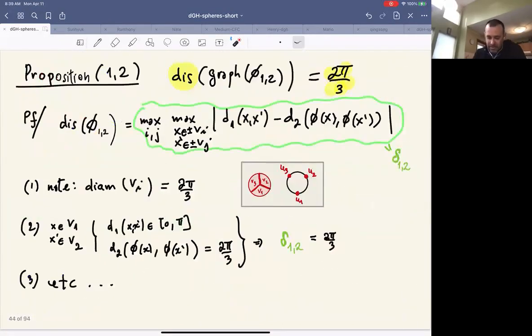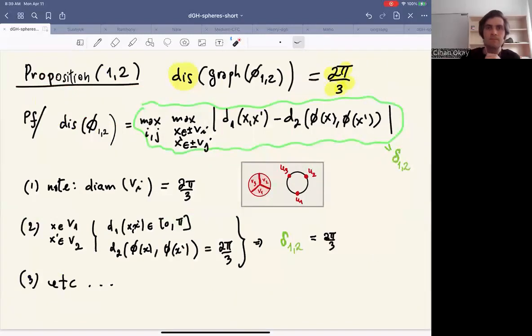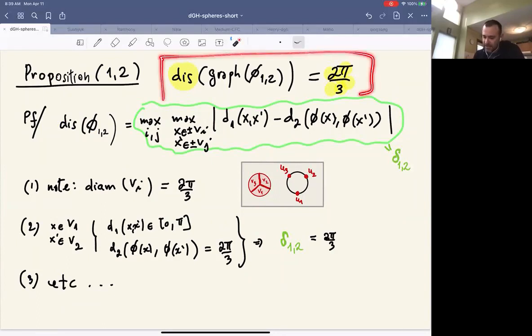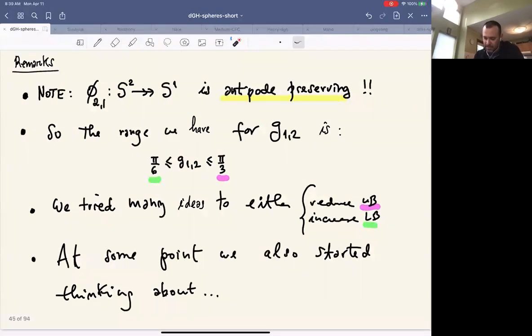But then yes, we verified, and this is not difficult, one has to do a case-by-case analysis, that the distortion of the graph of this function is 2π/3, thus concluding the claim that G12 is upper bounded by π/3. So there's nothing in what I said so far that suggests that this number is actually optimal. All we know up to now is that G12 is sandwiched between π/3 and half of that.